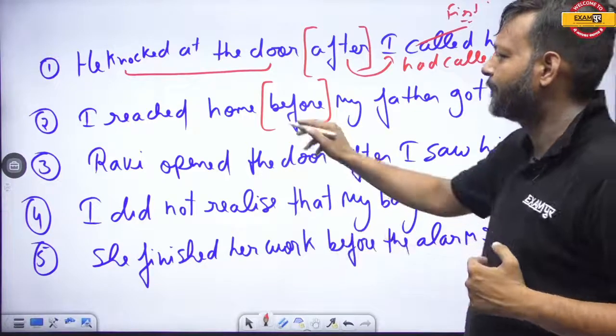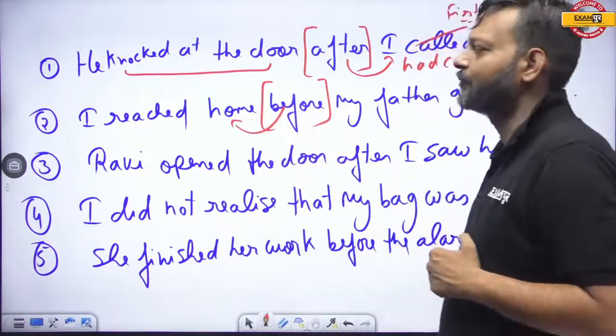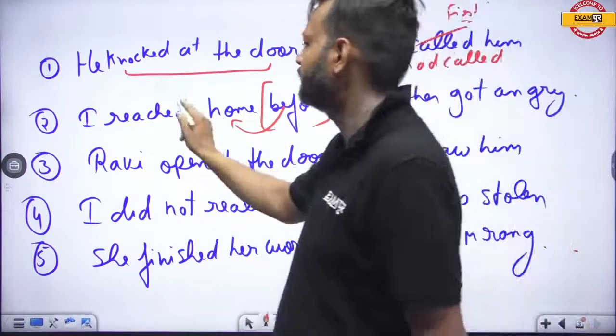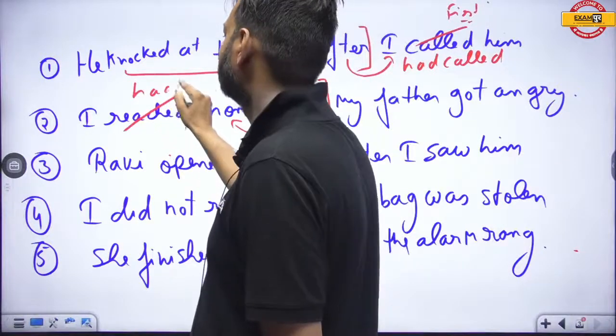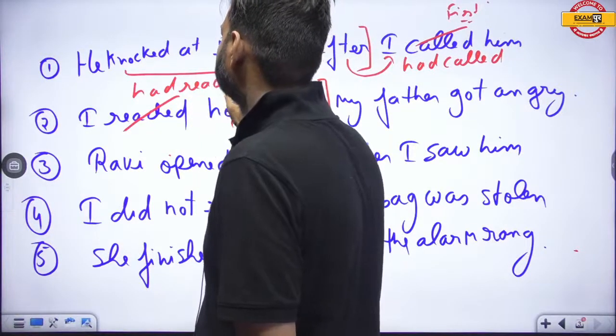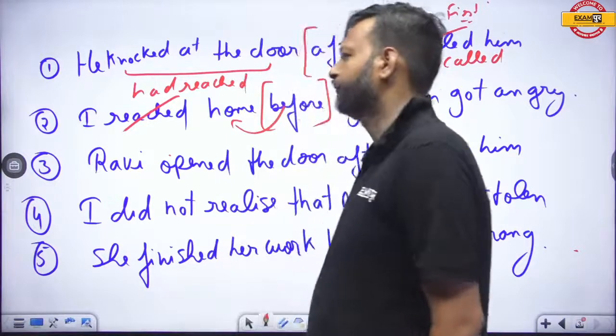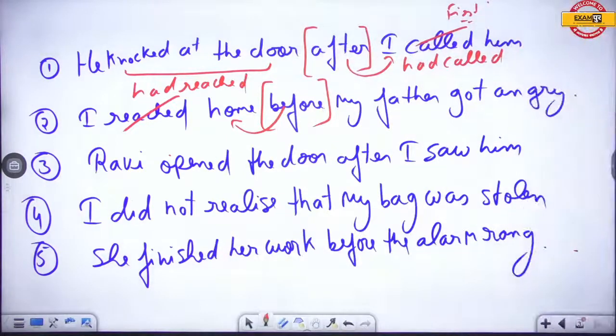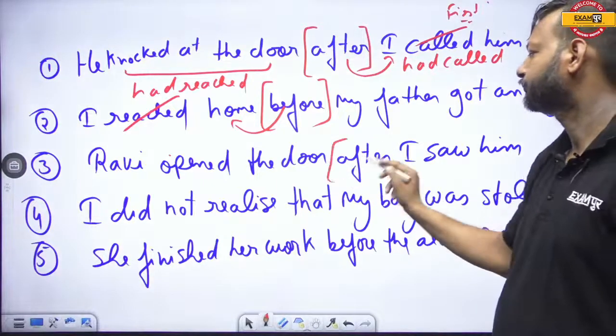So this action is the former action. So in place of reached, we have to write I had reached. Now third sentence, Ravi opened the door after I saw him.